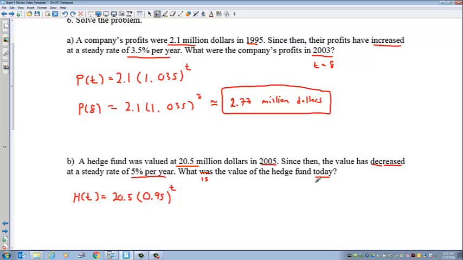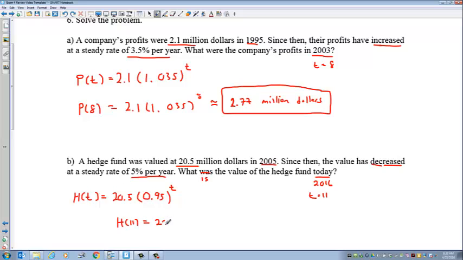And then hedge fund today, so not today, let's say this is 2016 right now. So 2016 minus 2005 is what, 11 years? So t is equal to 11, right? 5 gets me to 10, 6 gives me 16, so yeah, 11. So it's saying find h of 11, basically.